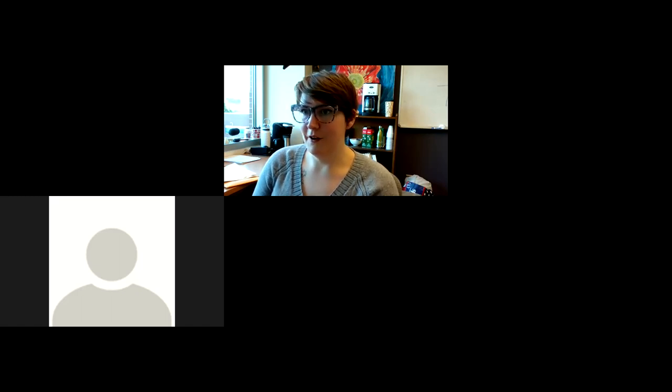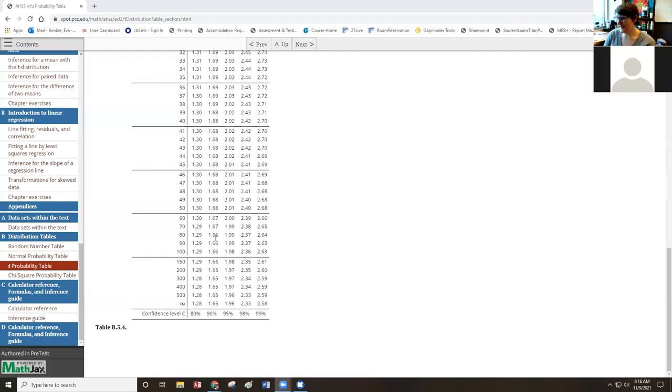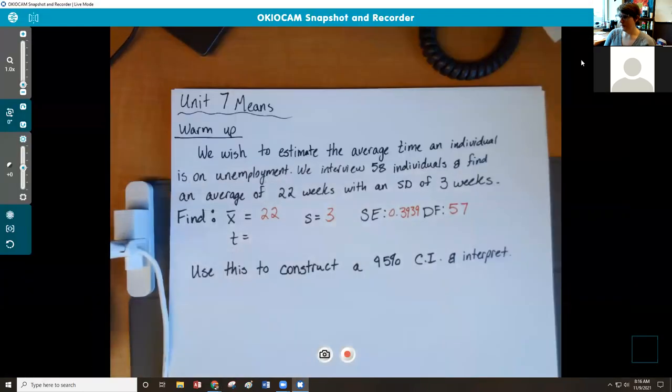Okay, cool. All right. So if we look at the t table, we get 57. So if we look at 50, we're going to round down just to be on the safe side. We want to do a 95% confidence interval. So if we look here, we're going to get 2.01. If you use two, that's totally fine. Your answer is going to be so, so close. Okay. All right. Perfect.